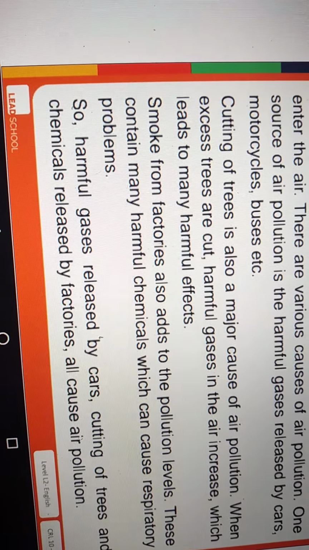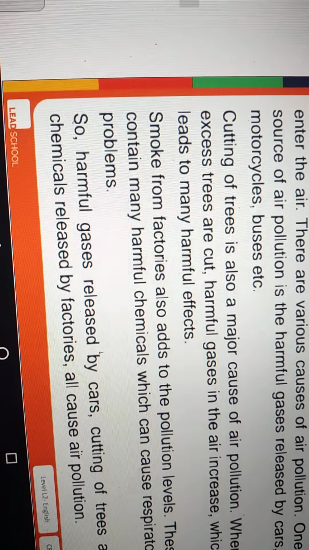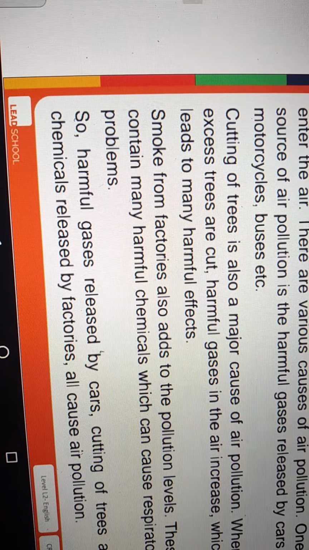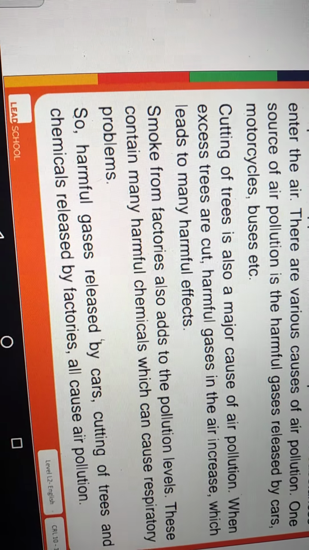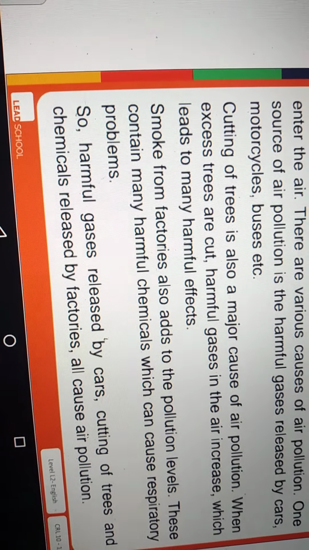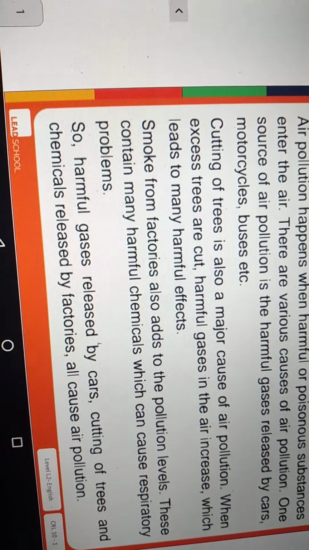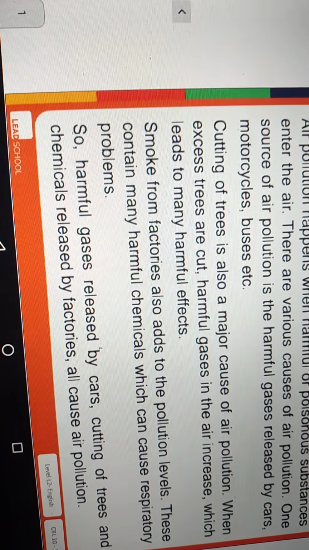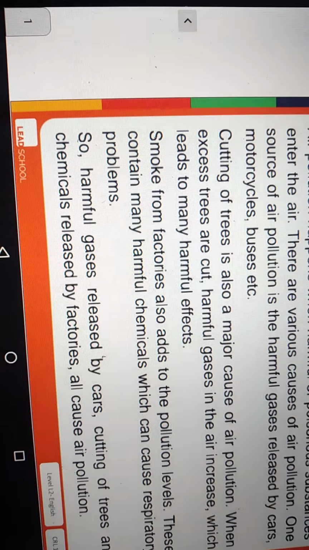Smoke from factories also adds to the pollution level. Smoke from chemical factories is also one of the reasons for air pollution. These contain many harmful chemicals which can cause respiratory problems. Children, this not only makes air pollution, it also causes respiratory problems.